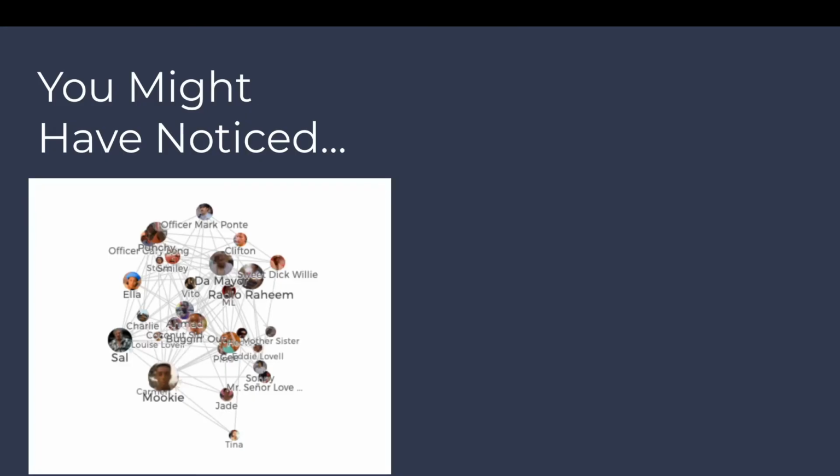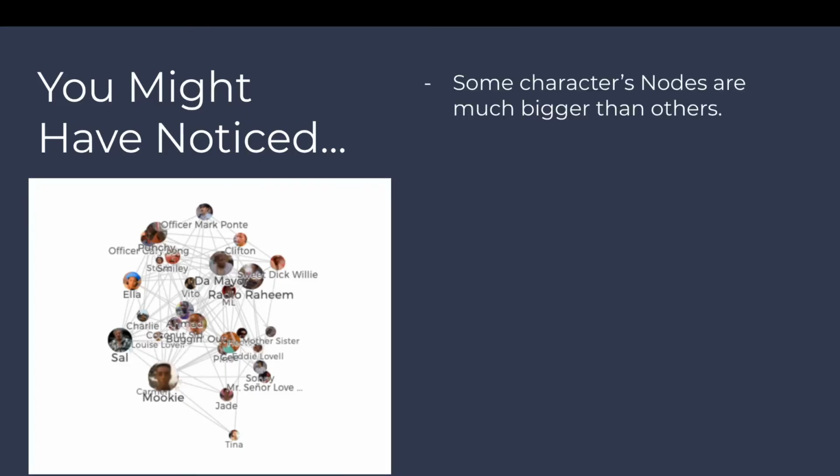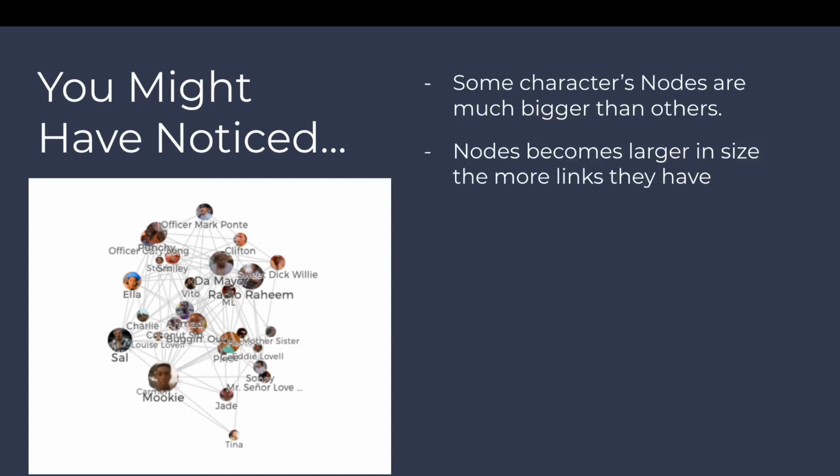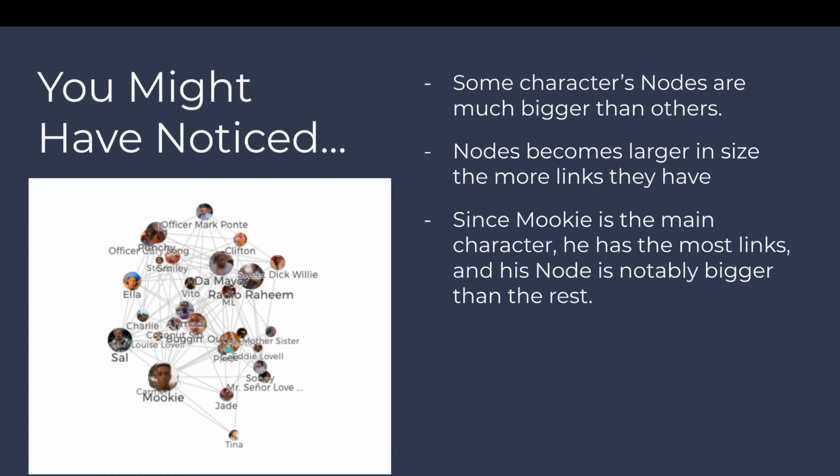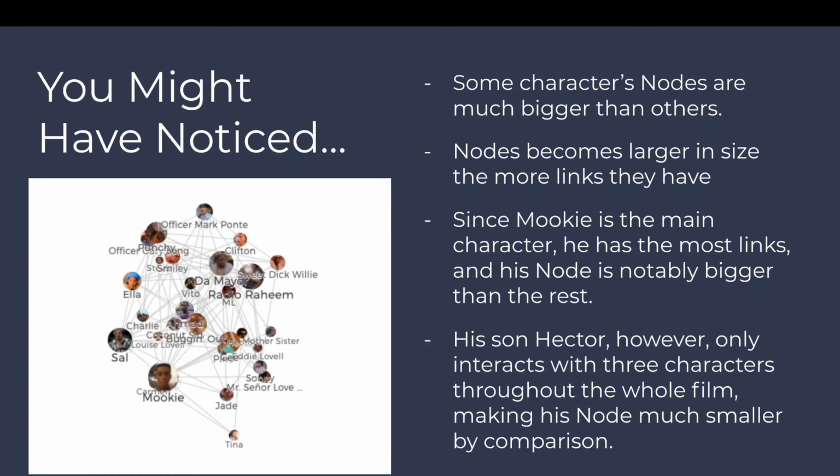You might have noticed by this point that some characters' nodes are much bigger than others. This is because a node becomes bigger the more links it has. Since Mookie is the main character, he has the most links, and his node is notably bigger than the rest. His son Hector, however, only interacts with 3 characters throughout the whole film, making his node much smaller by comparison.